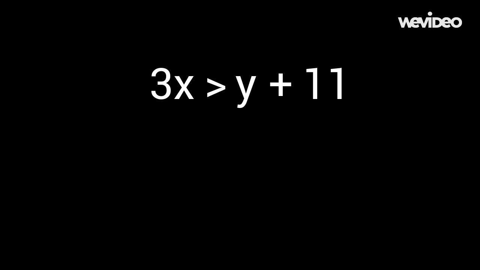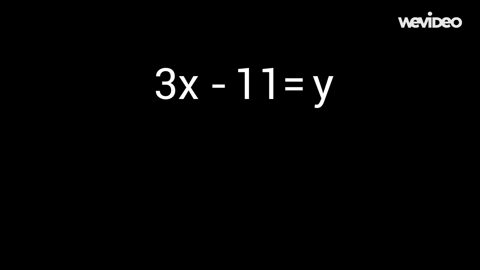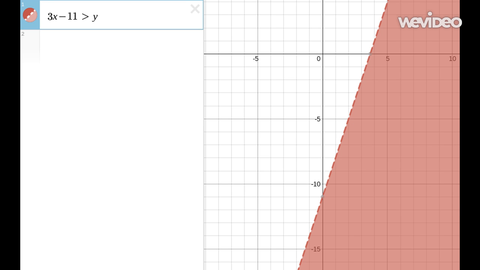To solve this equation, it is easiest to change the greater than sign to an equal sign. Then you can graph it like any other linear equation. So now that we have 3x equals y plus 11, then you minus the 11 and get 3x minus 11 equals y. After that, change the equal sign back into its original position. 3x minus 11 is greater than y. Now you can graph/solve it.